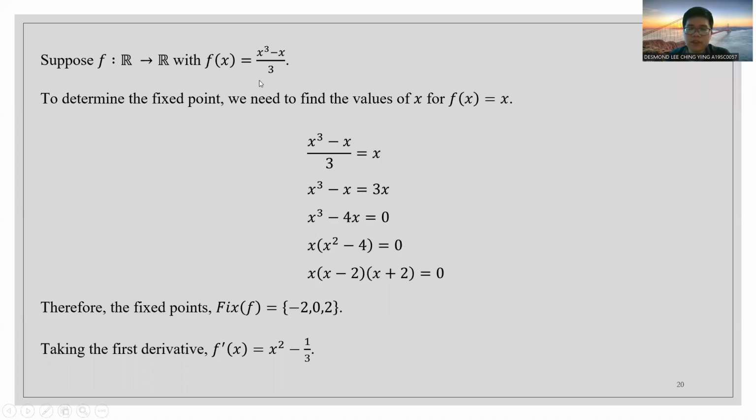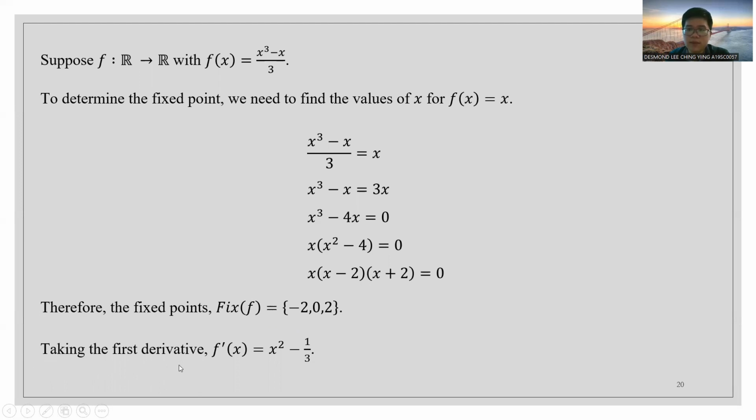We suppose the function is f(s) equals s cubed minus s over 3. Then to determine the fixed points, we need to find the values of s for which the function is equal to s. Then we can see that s cubed minus s over 3 is equal to s. Then we simplify it, and we find that the fixed points of the function are -2, 0, and 2.